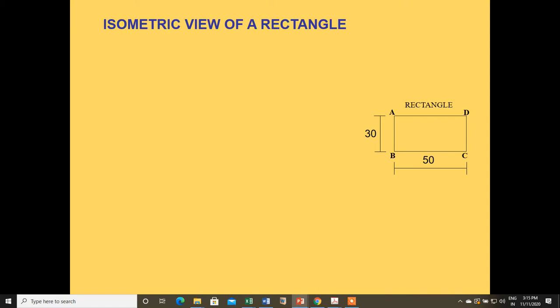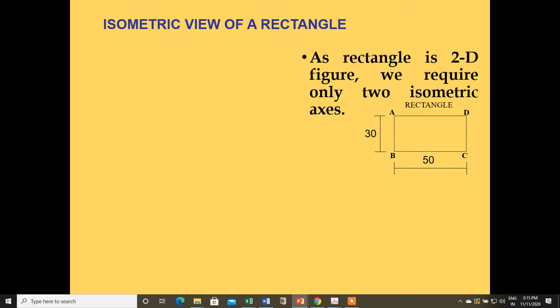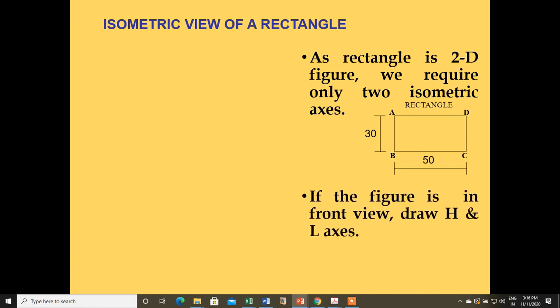So if you are given a rectangle of side 50 by 30 mm, then as a rectangle is a 2D figure, we require only two isometric axes. We don't require the third isometric axis because we are just looking at simple 2D figures. The figure can be drawn in either front view, top view or side view. We'll see how to draw the rectangle in front view. When it is to be drawn in front view, we definitely require the length axis and height axis. So we'll see the procedure to draw the rectangle.